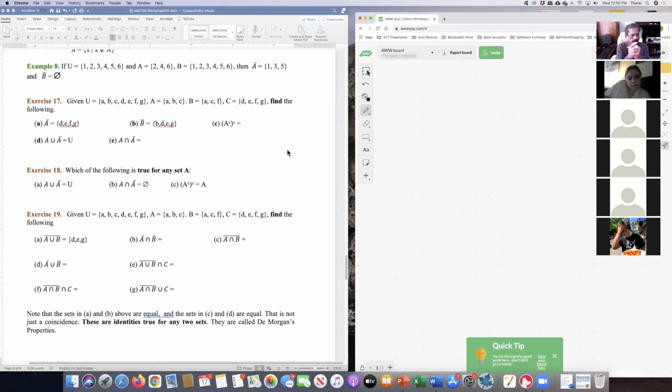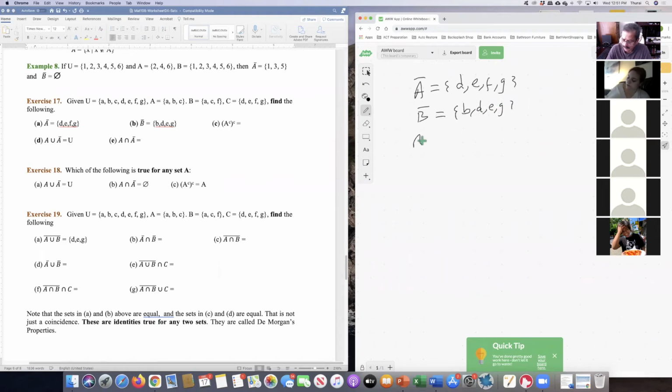A, B, C, D, F, G. So these sets are same as the previous problem, exercise 17. So A bar is D, E, F, G. Okay, I'm writing on the board. A bar is D, E, F, G. B bar is B, D, E, G.